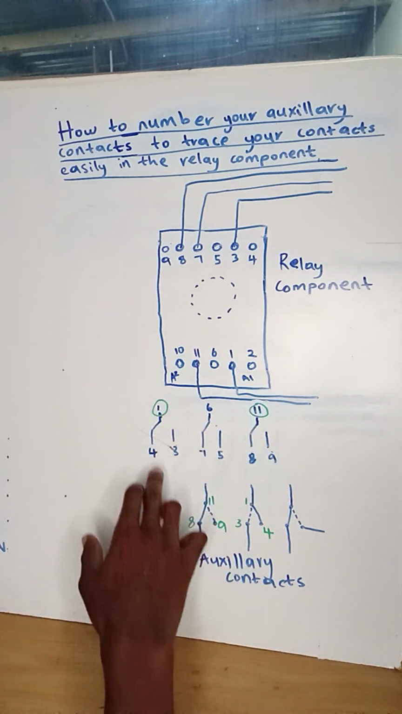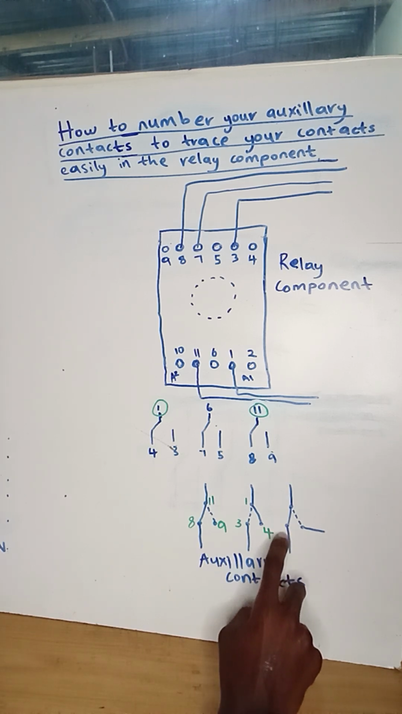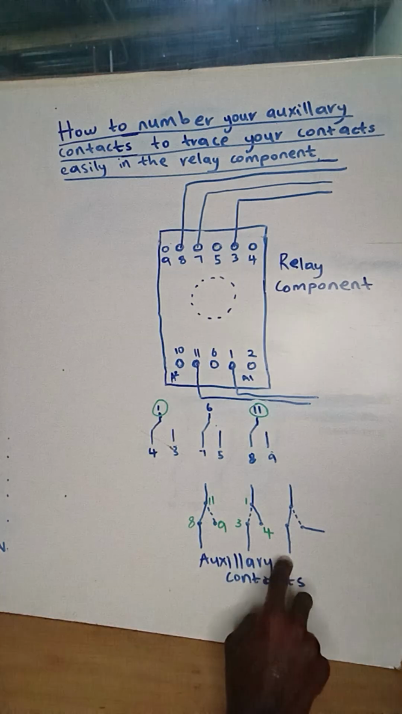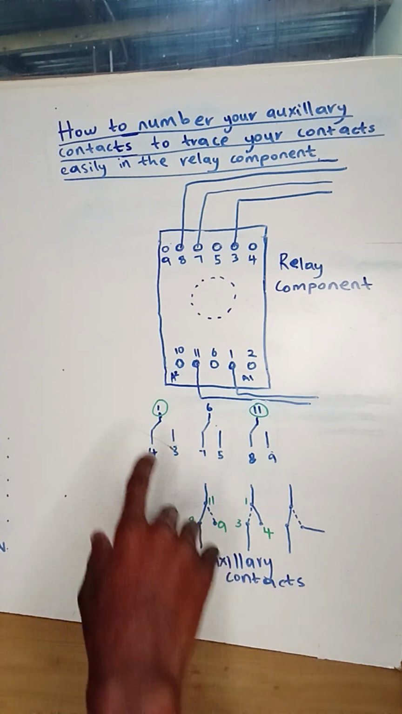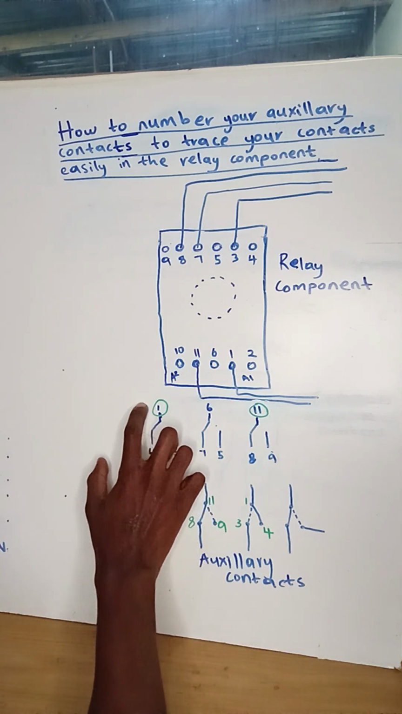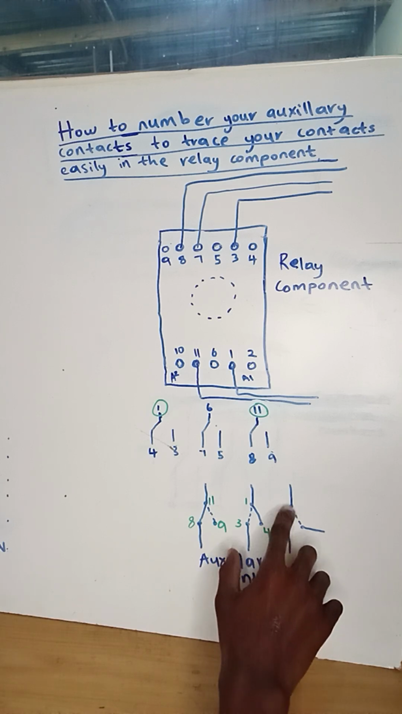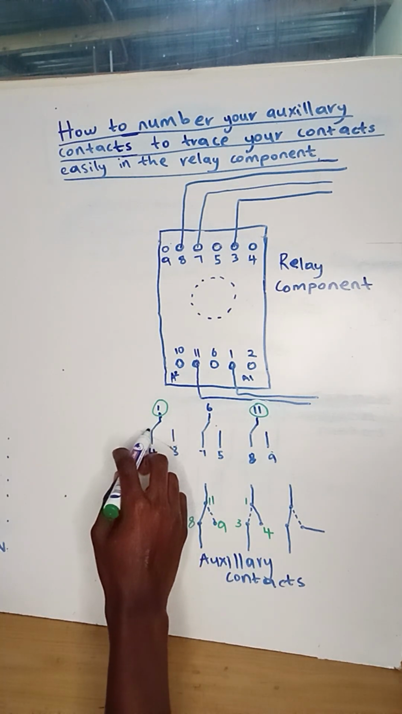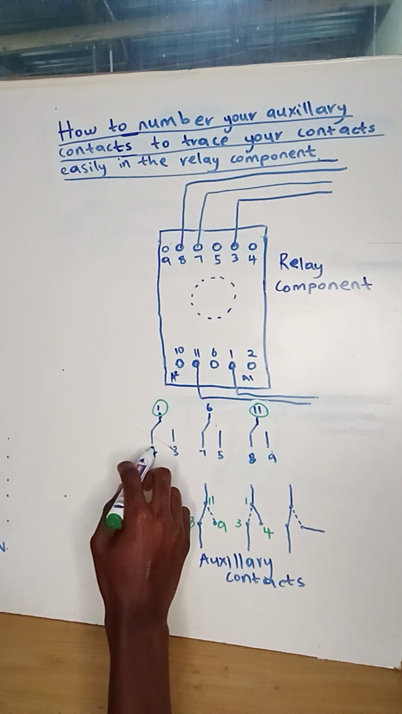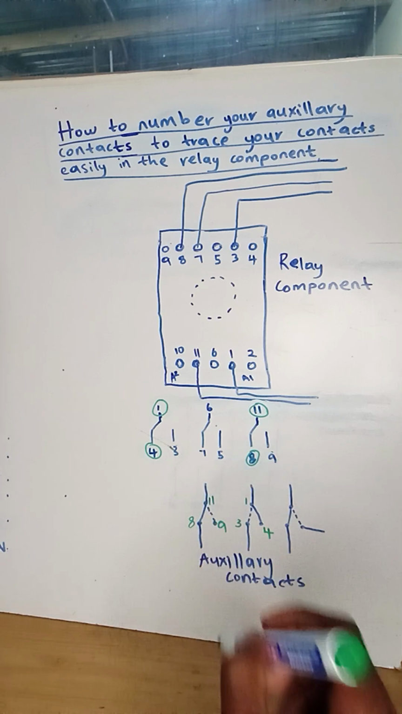Since we've got our commons, we will go back to your auxiliary contact and check where the wire from the bottom is connected. The wire from the bottom is connected to the closed contact. So from common 1 and common 11, we will check which numbers are our closed contacts. From number 1, we have a close contact on this side, which is 4, and from 11 we have a close contact, which is 8.